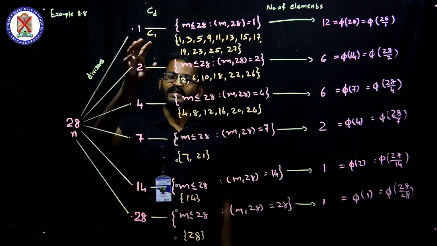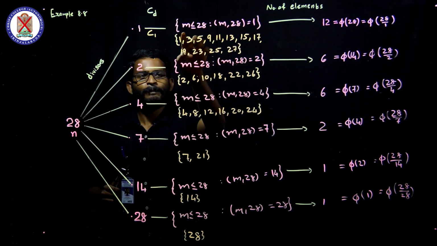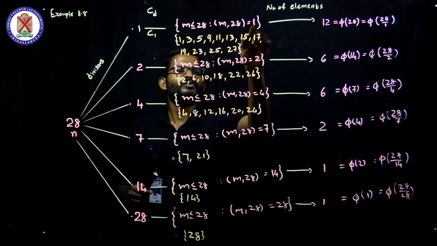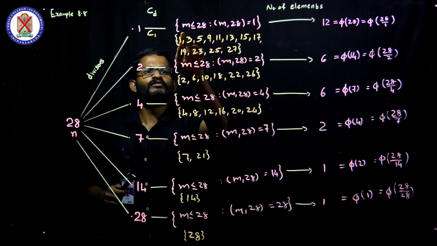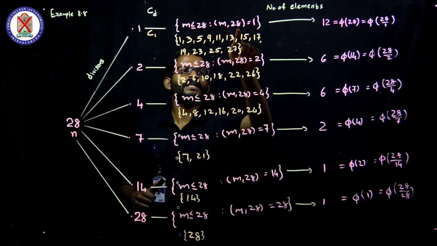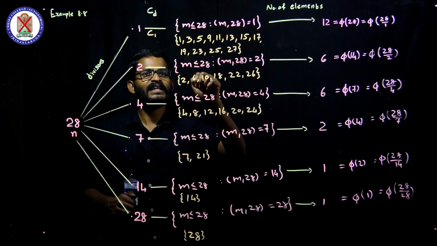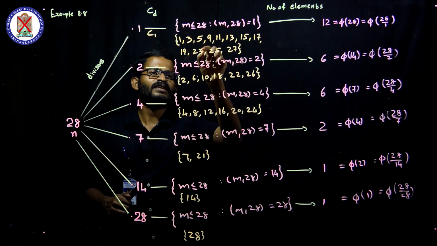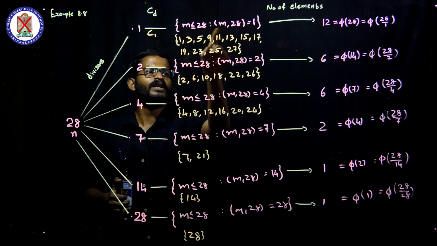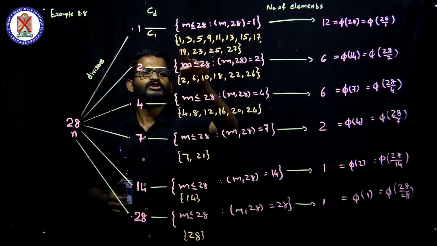C1 denotes a class with a special property, and that property is that C1 is a class of integers m, and those integers m are relatively prime to 28. That is, C1 is the set of all integers m less than or equal to 28 such that the GCD of m comma 28 is 1. Now, what are the numbers less than or equal to 28 with GCD equal to 1? We know 1 and 28 are relatively prime. That is, the greatest common factor of 1 and 28 is 1. So 1 belongs to C1.